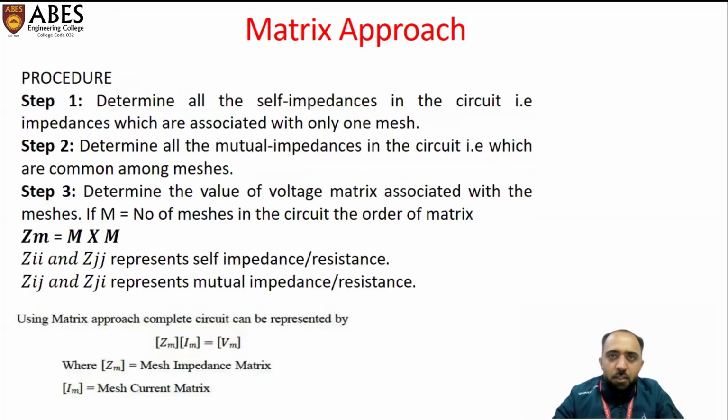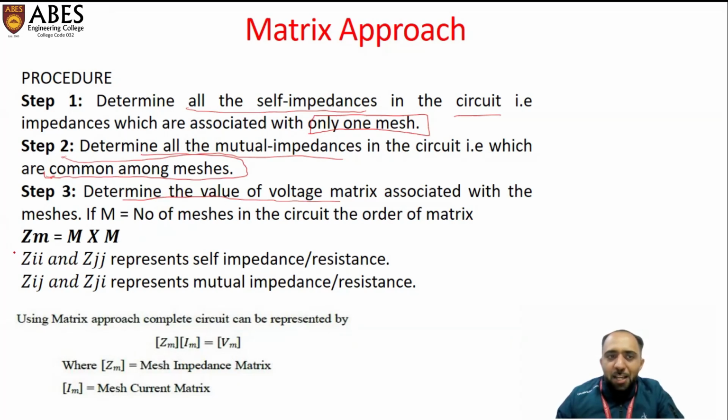Let's check the procedure. Step one is to determine all the self impedances in the circuit, that means the impedance associated with only one mesh. Very important, this point. Step two is to determine all the mutual impedances in the circuit, that means those which are common among the meshes. Now step three, determine the value of the voltage matrix associated with the mesh.